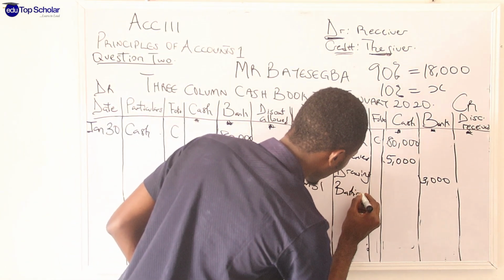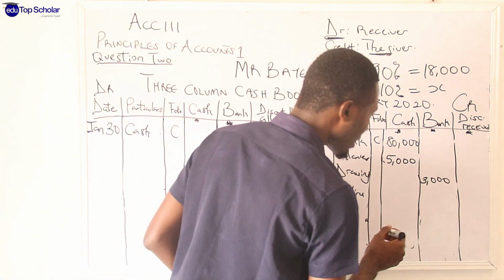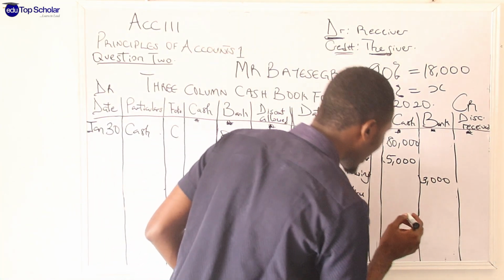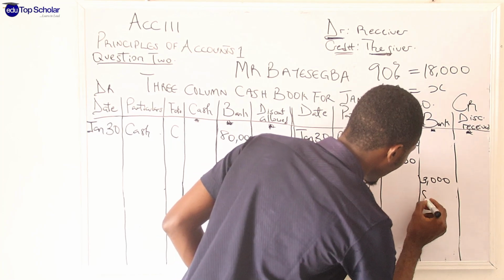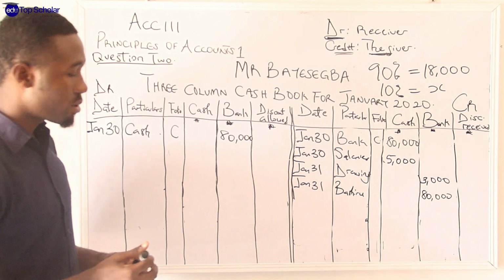Bashiru is the one receiving the money. So 80,000 naira by check, because it is by check and check has to relate with bank. 80,000 naira. So this is all about the question.